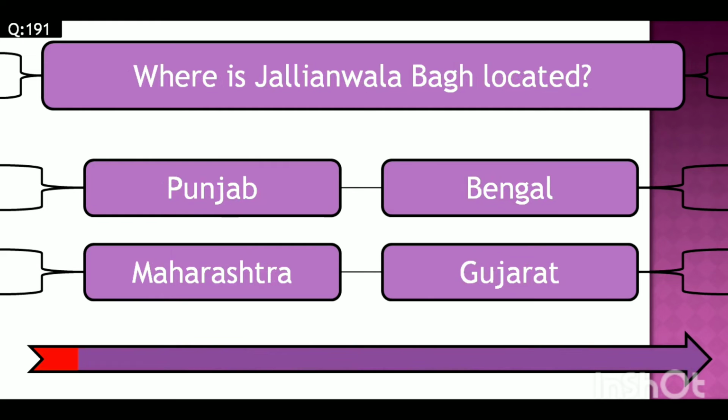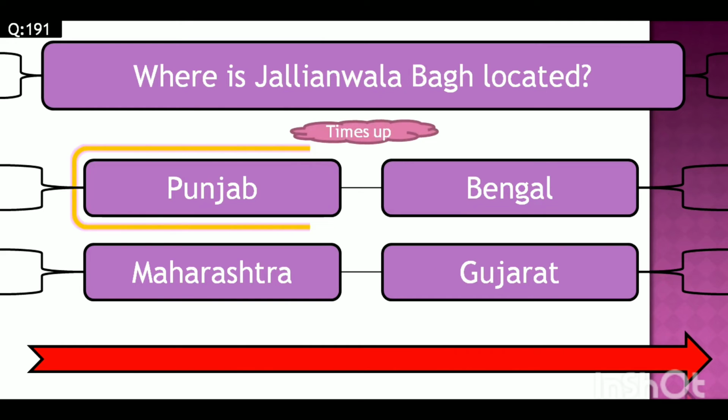Where is Jallianwala Bagh located? Option first Punjab, second Bengal, third Maharashtra, fourth Gujarat. And option number 1 is the correct answer, Punjab.